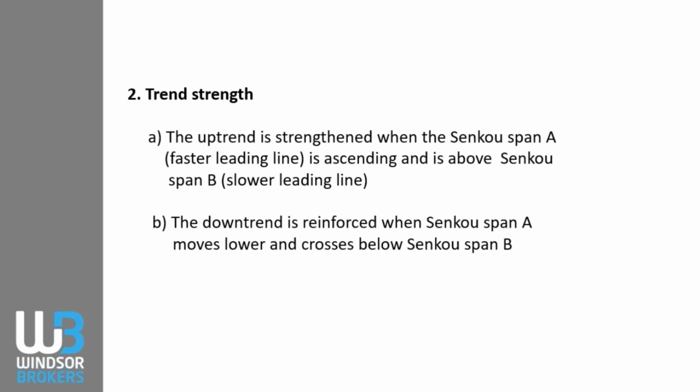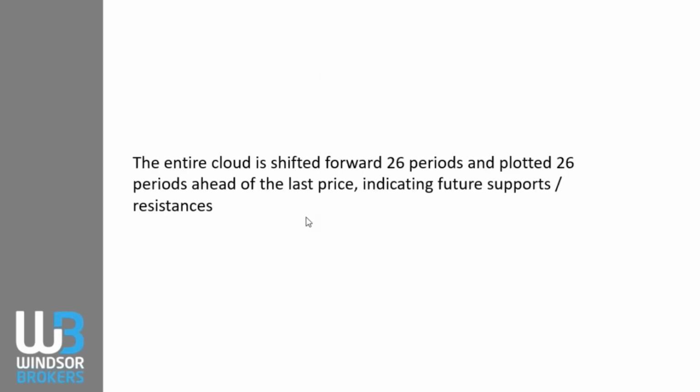So in this case, we have a so-called cloud twist, and we have this in a number of samples, so we're going to take a look at this also. And important to mention that the entire cloud is shifted forward 26 periods and ahead of the last price, so it could indicate future support and resistance points. That is very important for traders that I mentioned at the beginning of the presentation.